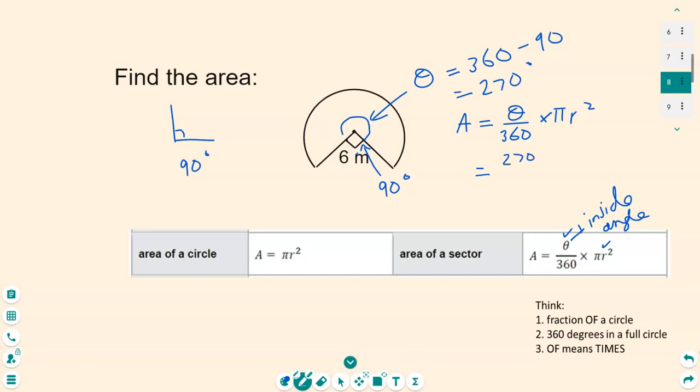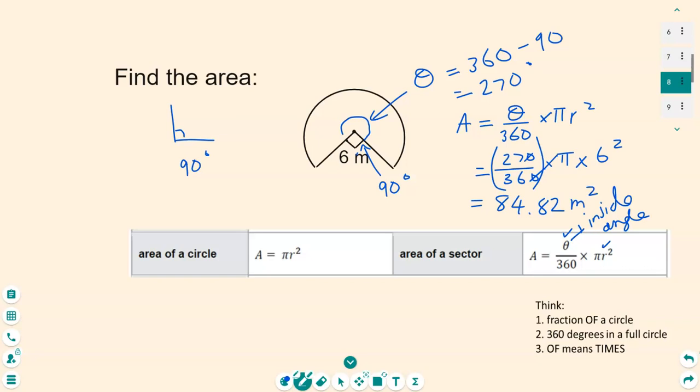Theta is 270 over 360 times pi times 6 squared. Keep that in brackets in your calculator. And actually notice I can simplify it a little bit by cancelling a 0 on both top and bottom. Just a little bit quicker to put in your calculator. Times pi times 6 squared, to 2 decimal places, that's 84.82. Give meaning to our answer: square meters.